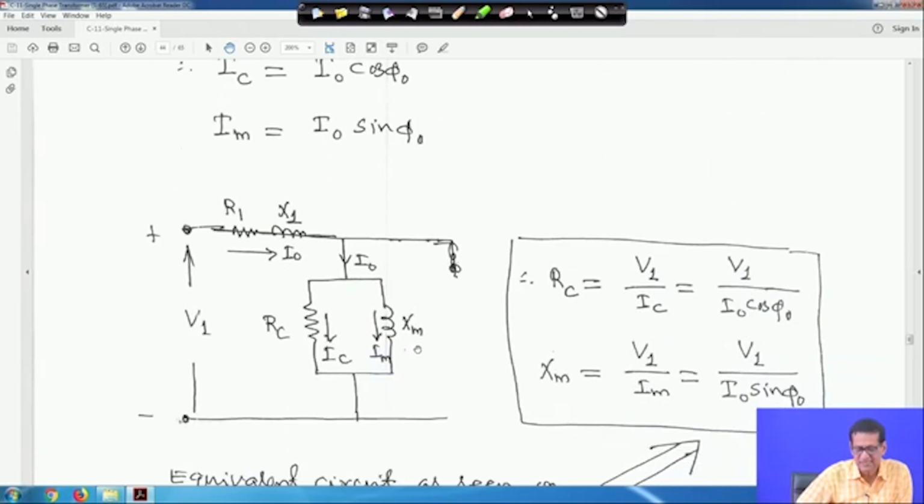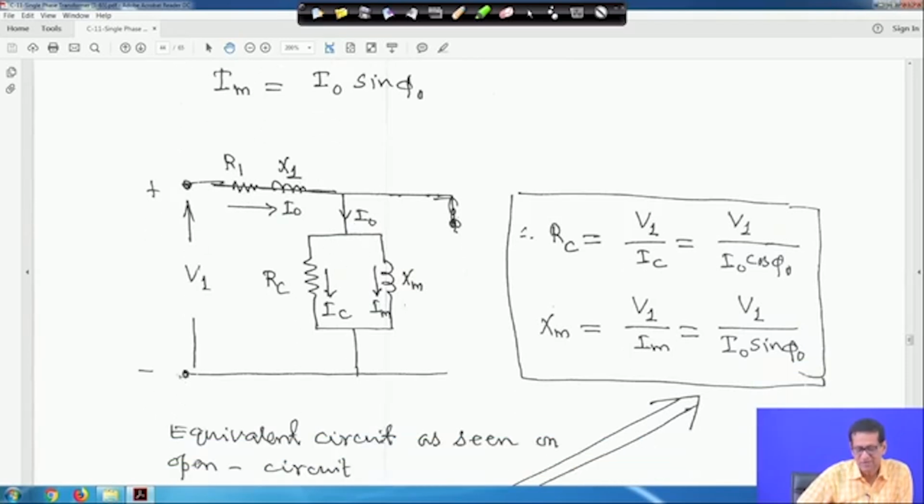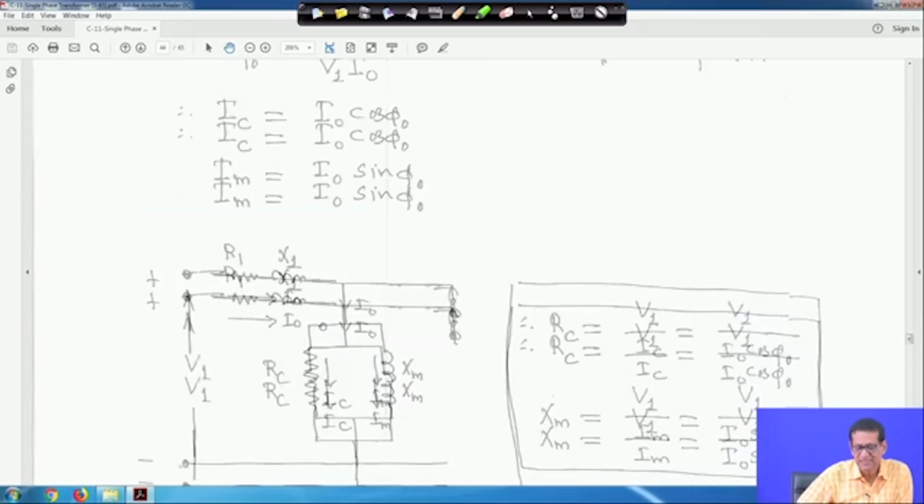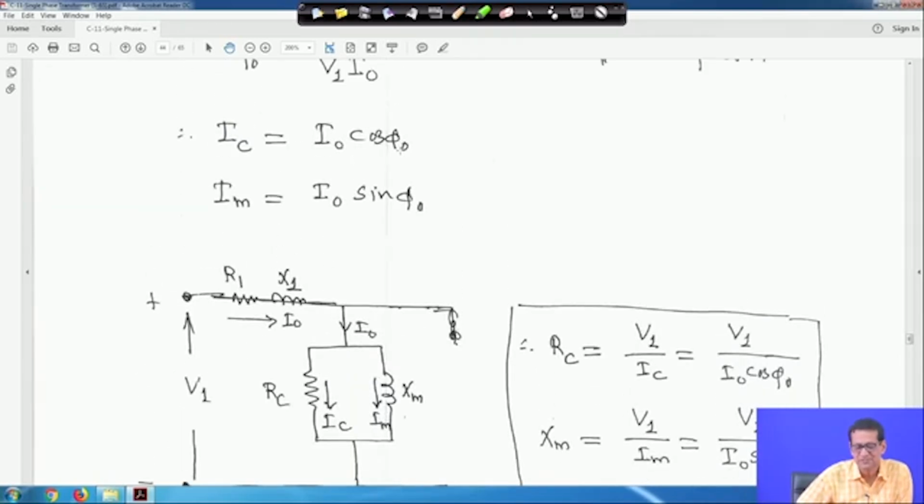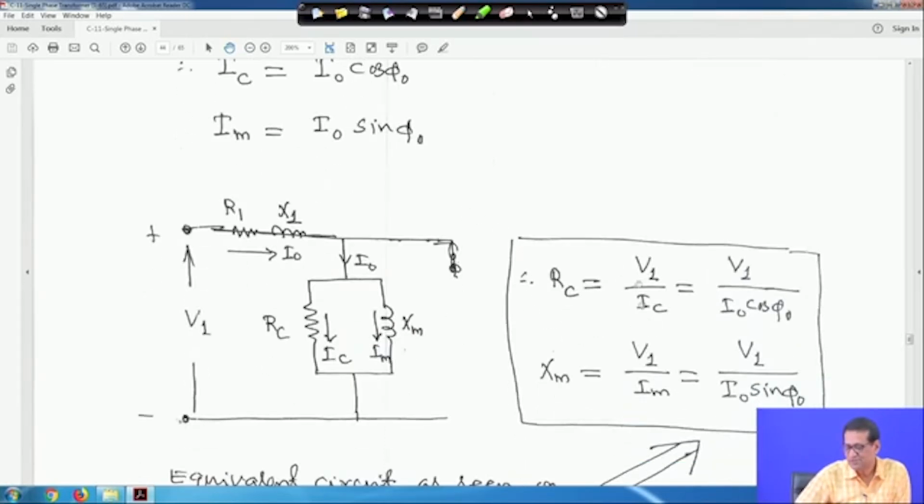Therefore, in your equivalent circuit, this is R1 and X1, and this is the current I0. The secondary side is open circuited, so nothing is drawn after this. R1 and X1 are put here and this is the current I0. Therefore, RC will be V1 upon IC, and you have got IC because you know I0 and you know cos phi 0. Therefore, RC will be V1 upon IC, that is V1 upon I0 cos phi 0.